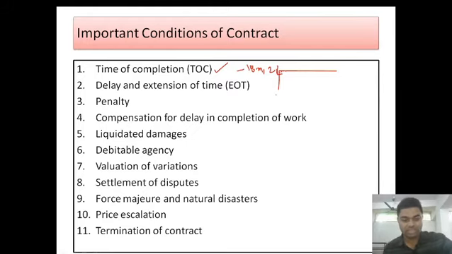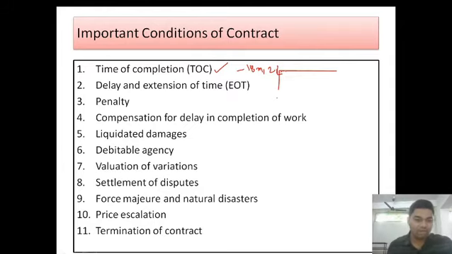Valuation of variations. What do we mean by valuation of variations? Suppose according to the contract, there should be a 2 BHK flat without a drawing room. Later the owner decides to include one drawing room also in that 2 BHK flat. So how much extra amount does he have to pay the contractor, or how much will the contractor be charging? Those come under valuation of variation.